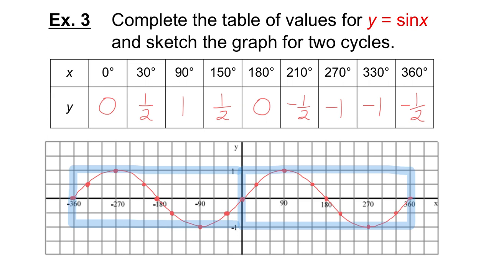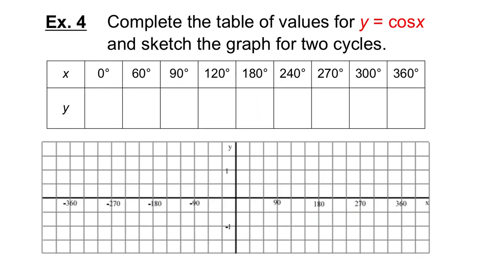So there you have it. You can make a table of values for y equals sine x, and you can graph it, and you'll have a periodic function. Now I'd like you to do the exact same thing with this function, y equals cosine x. So make a table of values, and make 2 cycles on the graph. Pause the video and try that now.